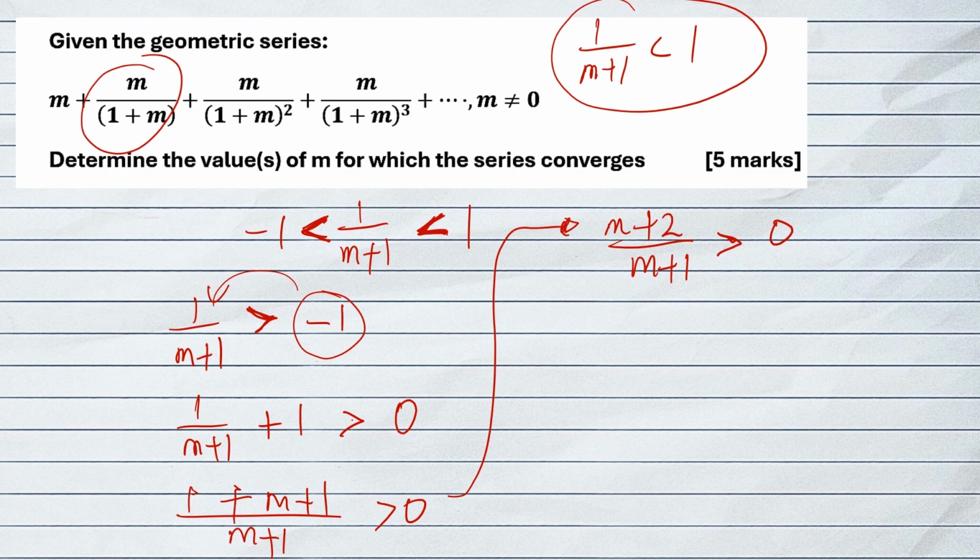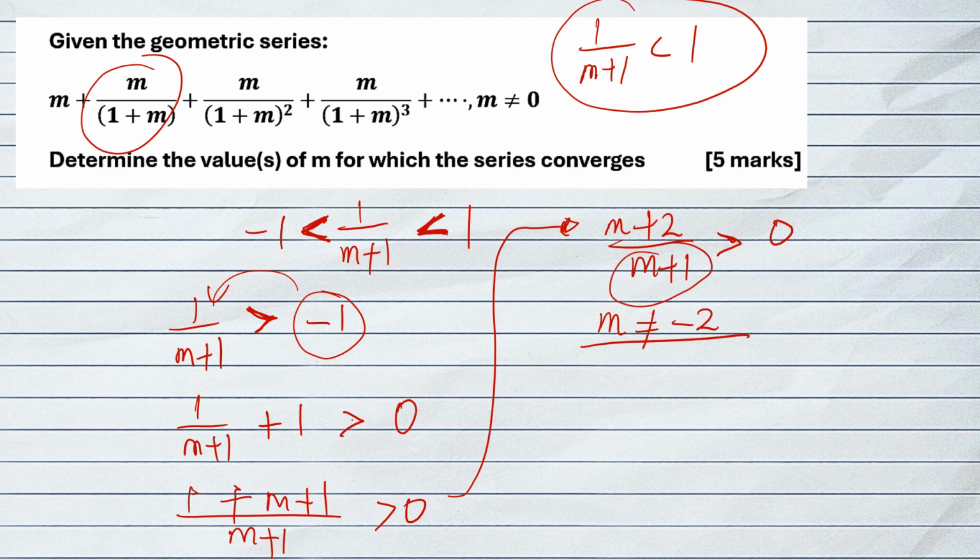So to look for those values of m, you can see that in this case, on top, it cannot be 0, right? Because if it's 0, it will make the whole expression 0, and 0 greater than 0 is false, because 0 is equal to 0 in this case. So we know that m must not be equal to negative 2, okay? Because if it's negative 2, it will cause the numerator to be 0, the whole expression to be 0, and to be false, okay?